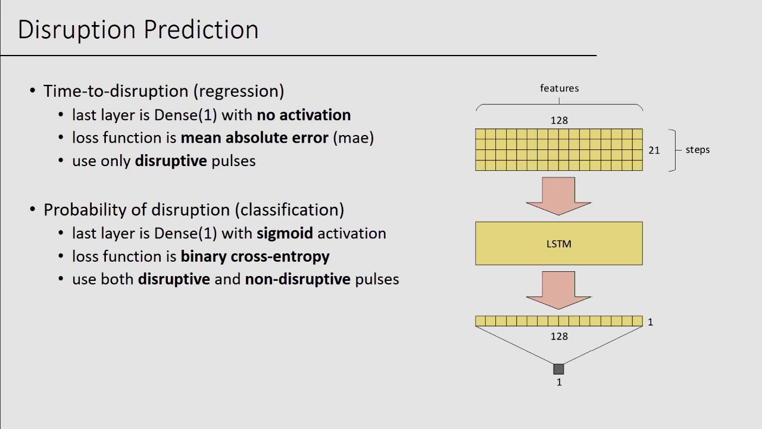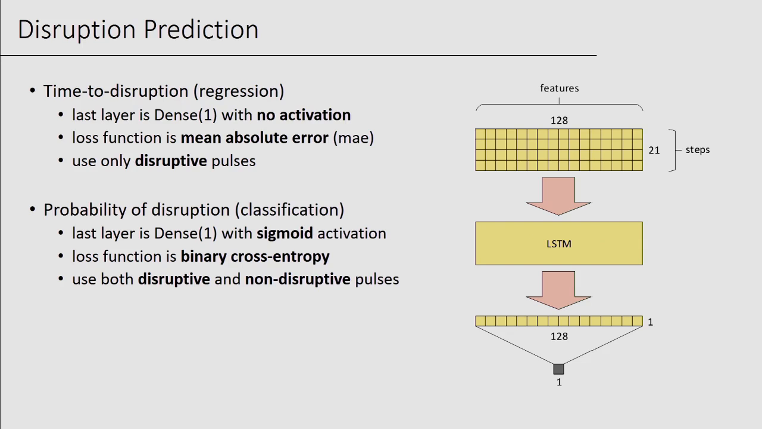So this is one way to predict. How much time do we have left until something wrong happens? The other way to predict is, what is the probability that this experiment will end in a disruption? Then the idea is, if the probability gets too high, above a certain threshold, then, hey, we need to do something about it.